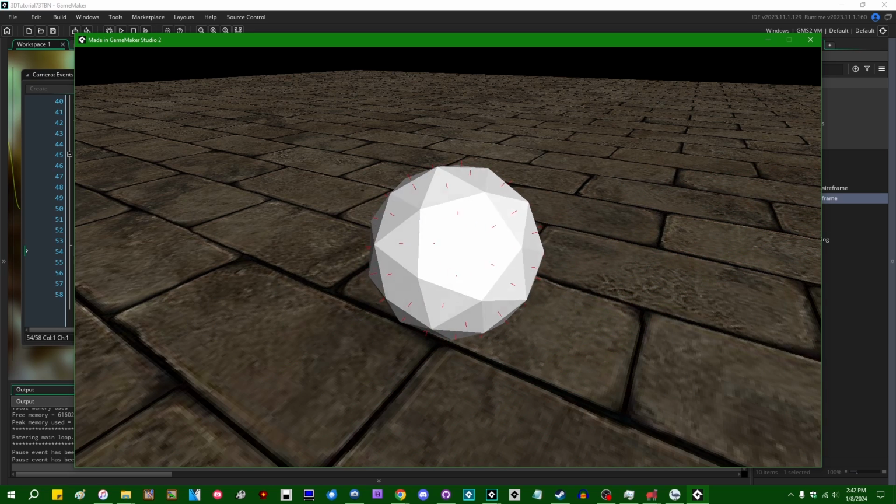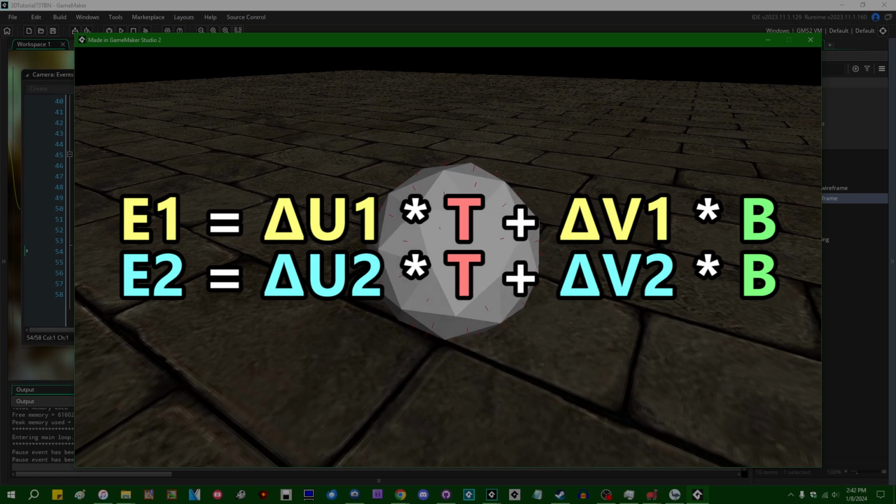Anyway, given these inputs, we can work out two equations which we can solve for. The first edge of the triangle is going to be equal to delta U multiplied by the tangent vector plus delta V multiplied by the bitangent vector. And the second edge of the triangle is going to be similar: it will have a value equal to delta U of the second edge of the triangle multiplied by the tangent vector plus delta V of the second edge of the triangle multiplied by the bitangent vector.